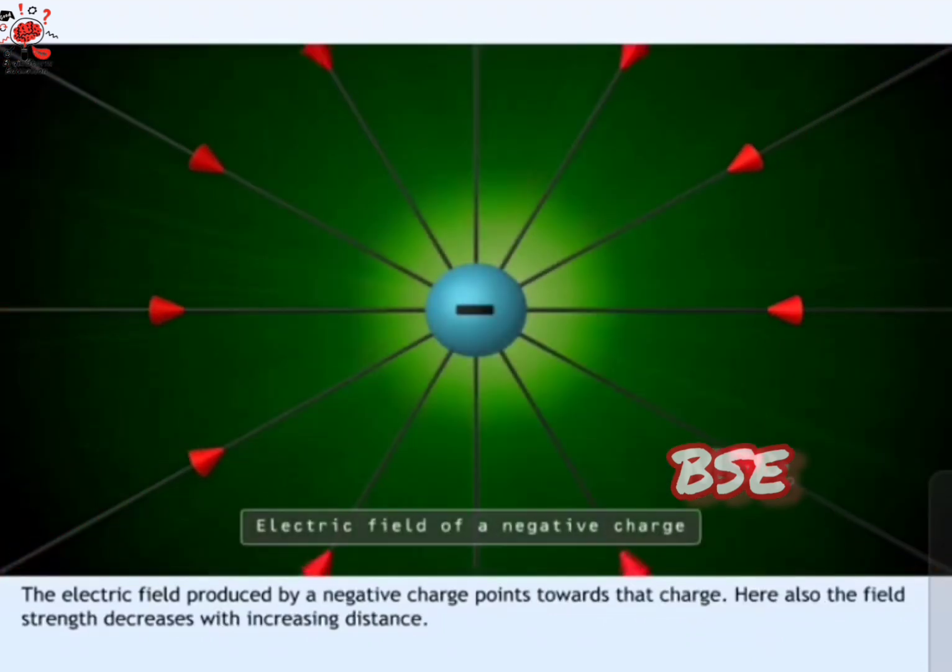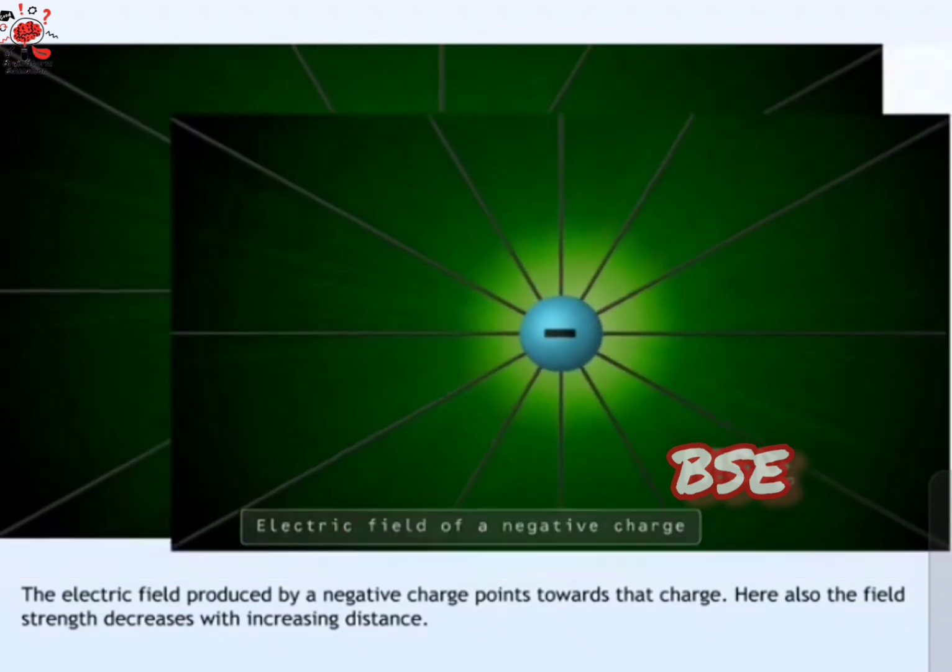On the other hand, the electric field produced by a negative charge points towards that charge. In other words, it can be shown by arrows moving into the charge from all the sides. Here also, the field strength decreases with increasing distance.